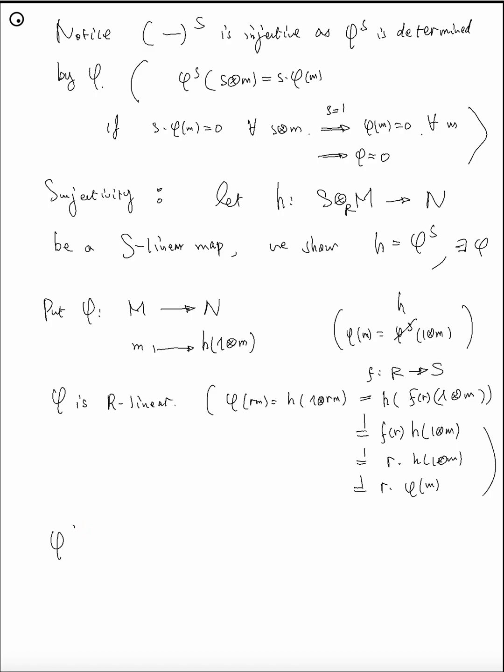And then let's check whether phi s equals h. So phi s over s tensor m becomes the same as h over s tensor m. So they coincide on elementary tensors, so they are the same. And so we are done.